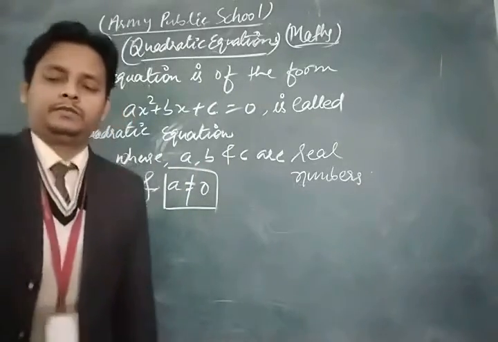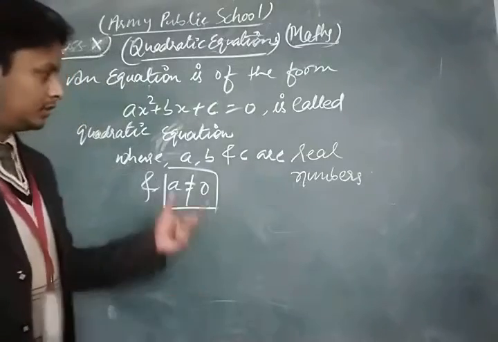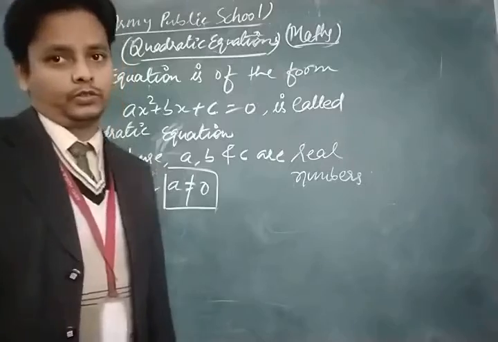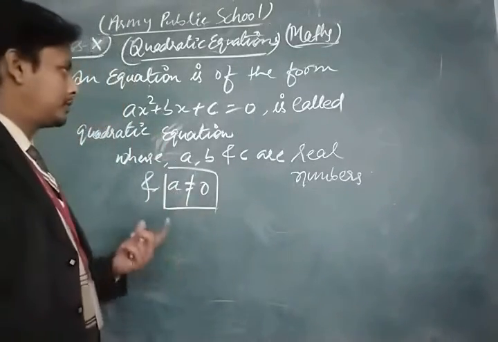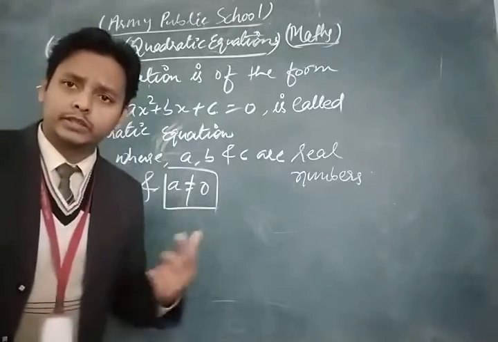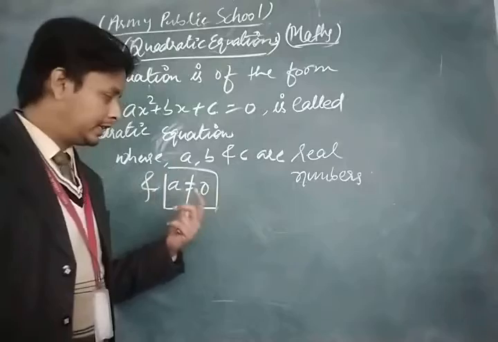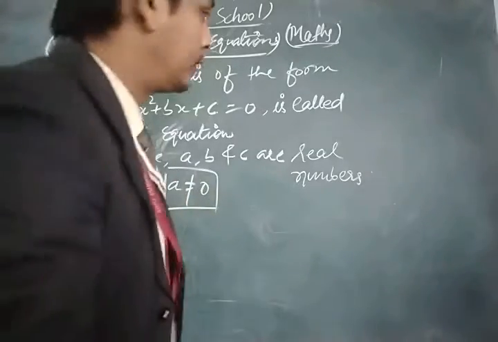A is not equal to 0. This is the concept of the quadratic equation. Okay, here any equation of the form ax square plus bx plus c is equal to 0 is called a quadratic equation, and here a, b, c are real numbers and a is not equal to 0. Okay, now look.